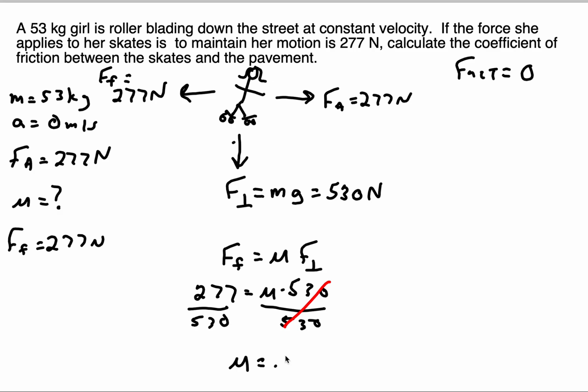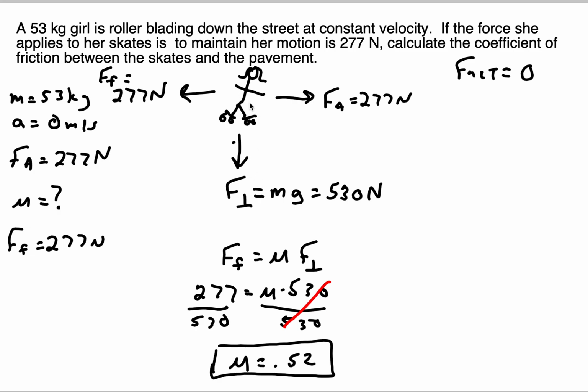Does anybody have it? 0.52. Oh, 0.52. Oh, I went the wrong way. Okay, so mu is 0.52. So what that means is that roughly half of the normal force gets translated into friction.